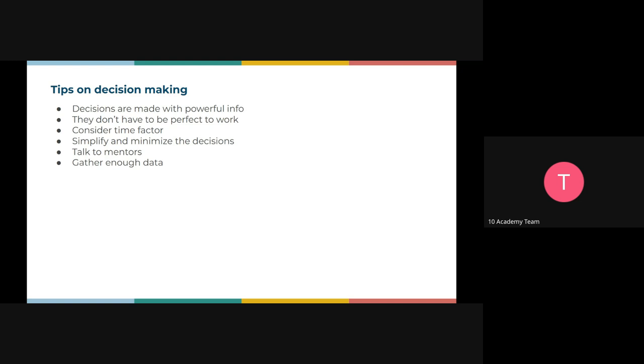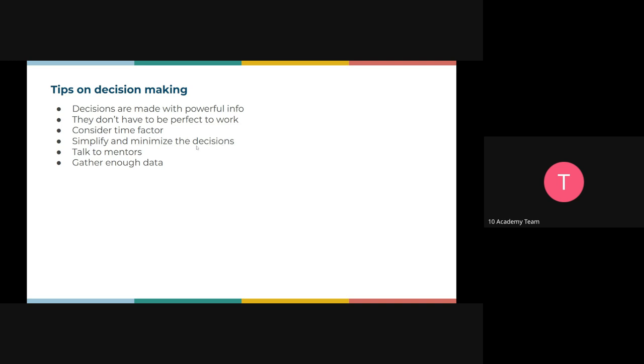So just general tips on making a decision: like we said, powerful decisions are made with powerful information. So always reason logically with data, especially in business. The other one is, especially if it's something reversible and doesn't have a lot of consequence, it doesn't have to be perfect to work. You can choose this decision, fail, and then try again next time. The whole goal is to move fast, because then you're learning faster. Also consider the time factor, and simplify and minimize the decision.